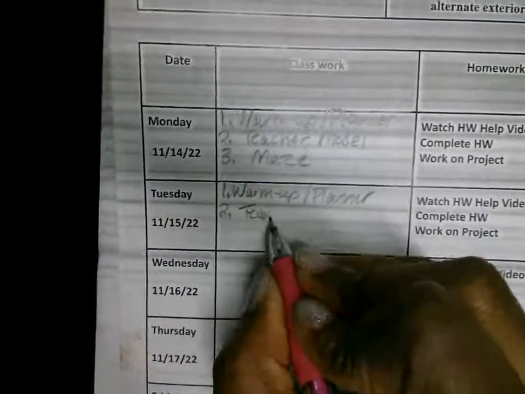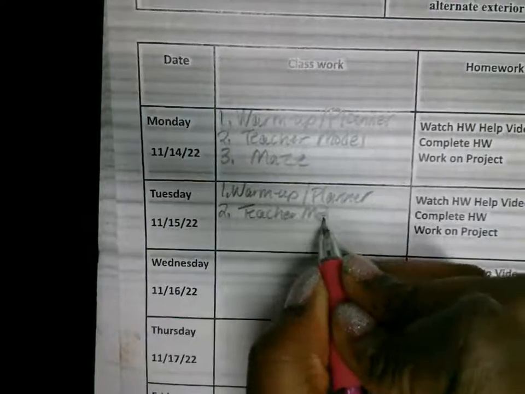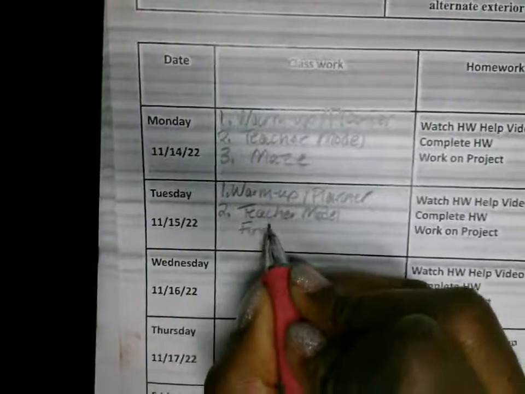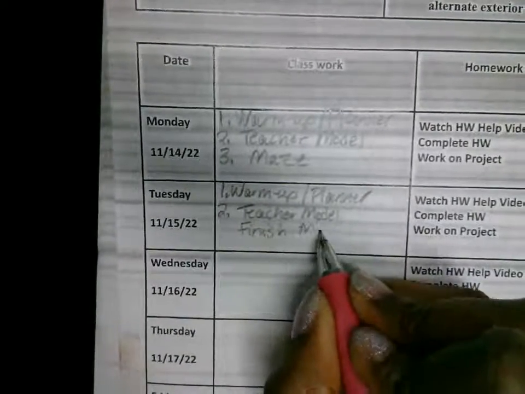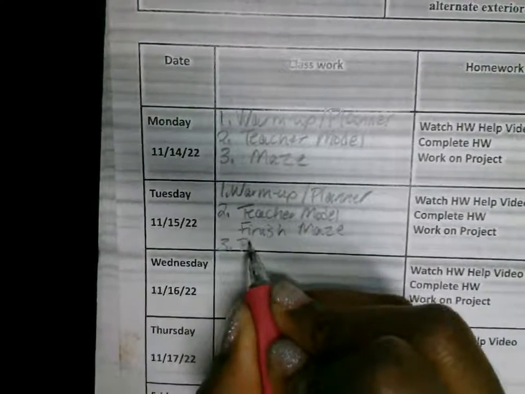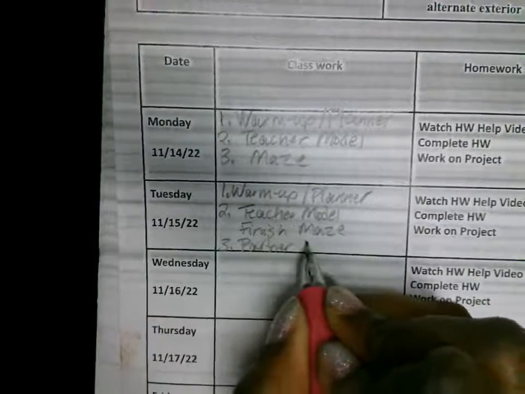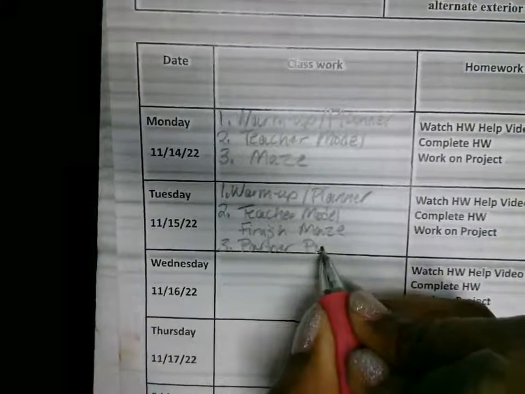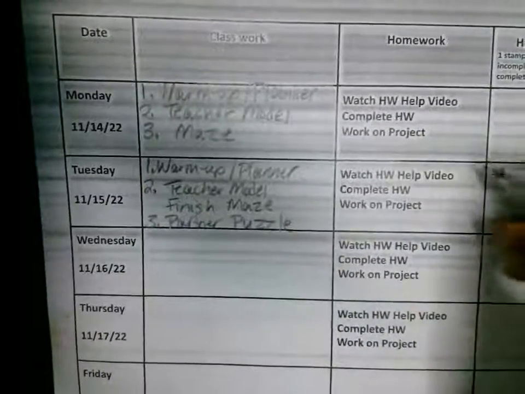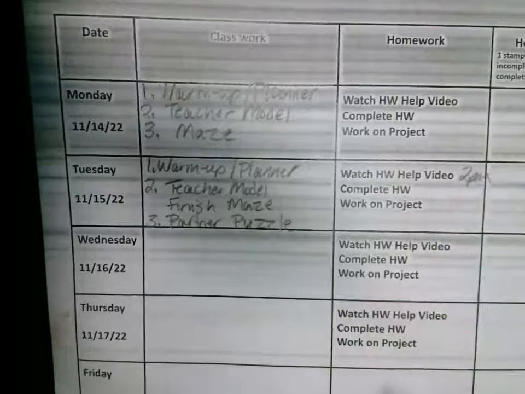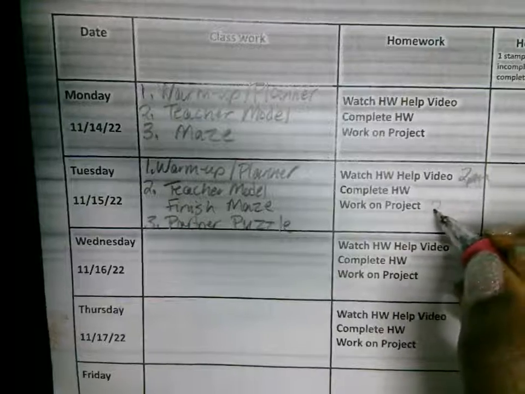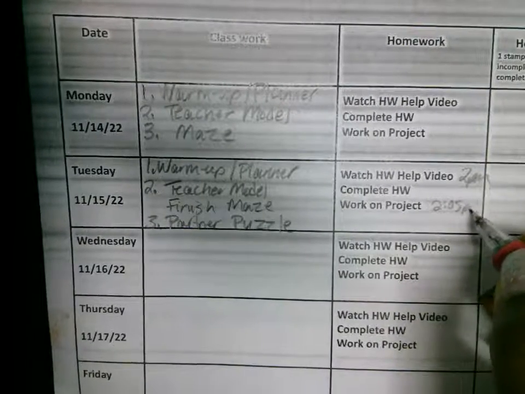Teacher model. I'm going to model equations. We're going to finish the maze, and then we have a puzzle that we're going to do. And I abbreviated, okay? Your homework help video will be sent to Remind at 2 p.m. It's also on Canvas. I also sent out the directions to the project. It'll go out at 2 p.m.